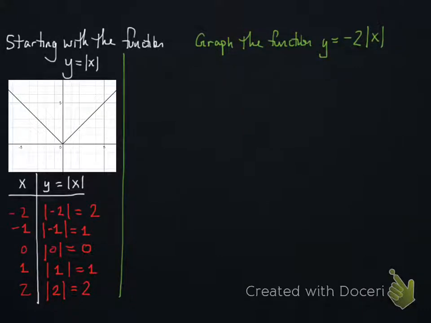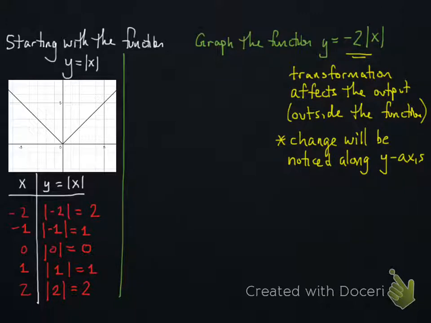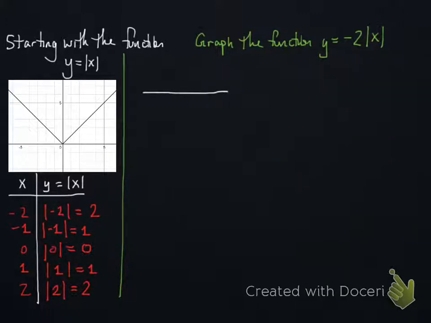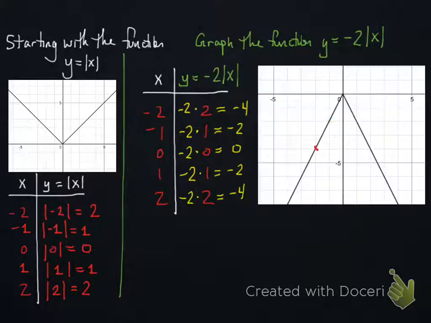Moving on, we will graph the function y equals negative 2 times the absolute value of x. In this case, multiplication by negative 2 is a transformation that will affect the output because it occurs outside of the absolute value function. And therefore, changes will be noticed along the y-axis. If we go to our table, we simply multiply all of the original y values by negative 2. And then plot these points to find the graph.